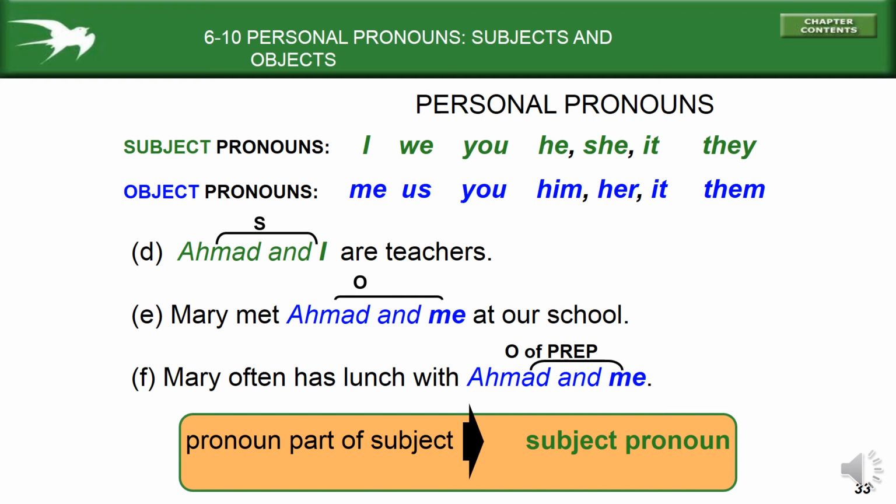So here we have to know that if a pronoun is a part of the subject, it must be used as a subject pronoun. This is the case in D. And if the pronoun is part of the object, then it has to be used as an object pronoun, as in the case of E and F.